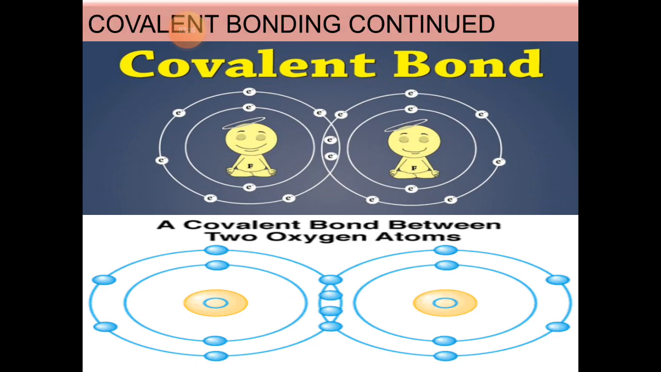Now let's come to the covalent bond. As we know, noble gases have complete outer electron shells, which makes them stable. In order to be stable, atoms come together and form a bond to achieve the noble gas configuration. This coming together involves the sharing of electron pairs.